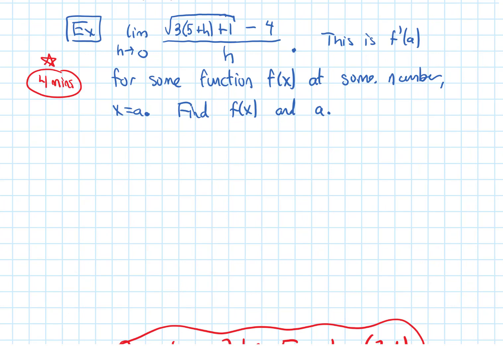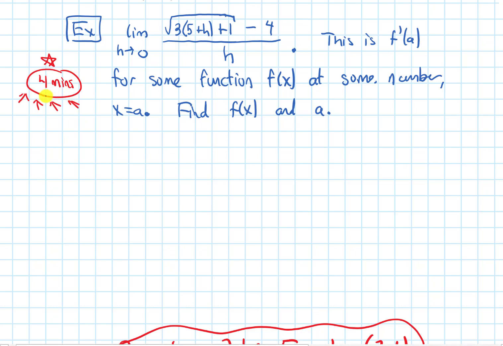All right, so let's look at another example. This one has the limit as h approaches 0 of the root of 3 times (5 plus h) plus 1. Outside the root, I have this minus 4 all over h. This is f prime of a for some function f of x at some number a, x equals a. Again, I want to find f of x and a. So I want to begin by giving you 4 minutes to try this. 4, 3, 2, 1. Pause the video, then try this for 4 minutes on your own first.